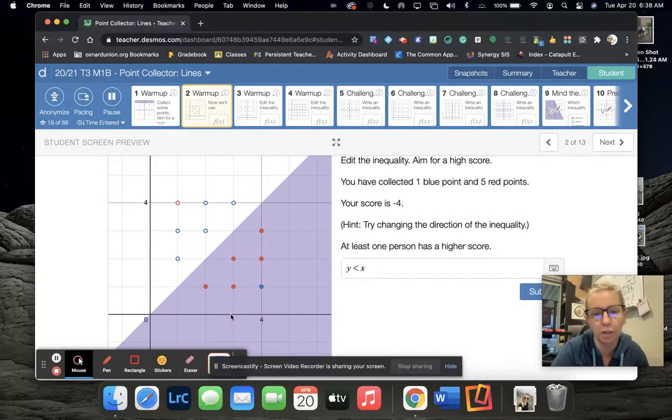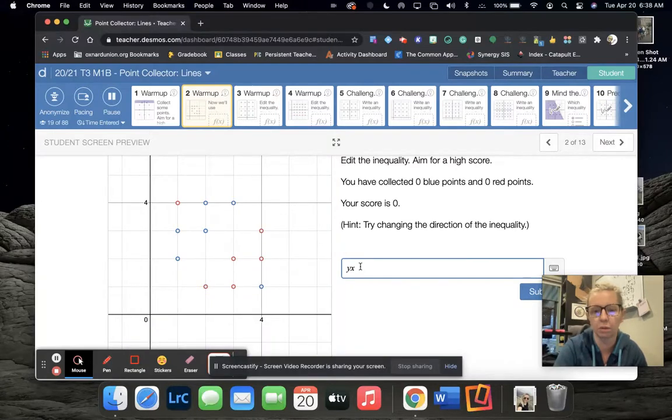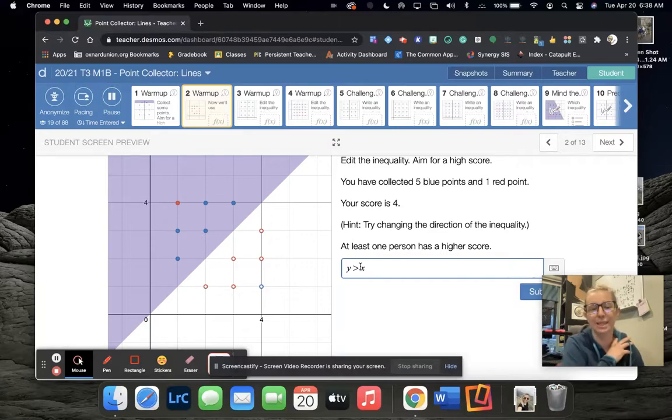So over here, we want to change this. Currently, we're collecting a bunch of red dots and only one blue dot. So we want to mess with our symbol here to change that. We want to flip it and go the opposite direction. So when I flip the inequality symbol, now this reads y is greater than x. Now we're going to collect more blue than red, and that changes our score.